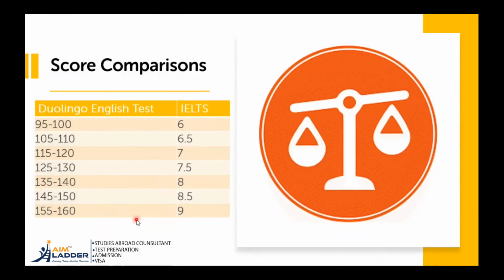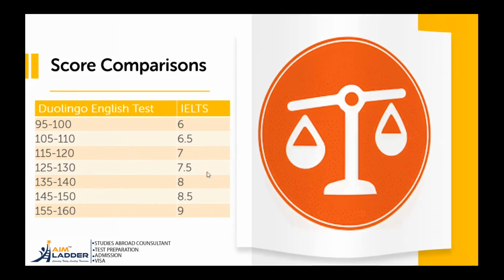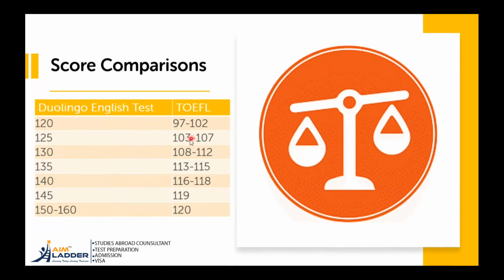I will also show you the comparisons here. This is a score comparison with the IELTS. So if a candidate scores about 7 or 7.5 bands in the IELTS, that is where a candidate is scoring in the range of 115 to 130 in the Duolingo English test. Right. So as I said, 120 is what the universities are looking at. So 120 plus would be 7 to 7.5 in the IELTS. And if I compare the same with TOEFL, you can see it's close to 97 to 102. So the mean might come to around 100. So 120 in Duolingo is close to 100 in TOEFL. So that's what the universities are looking for.